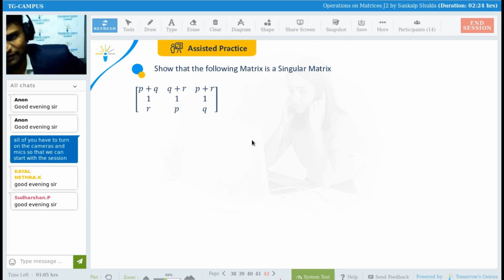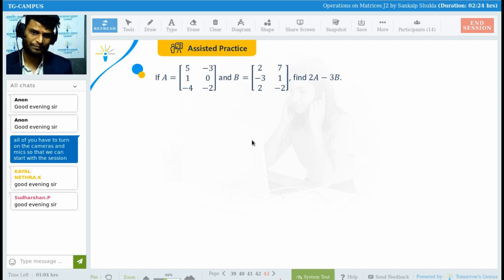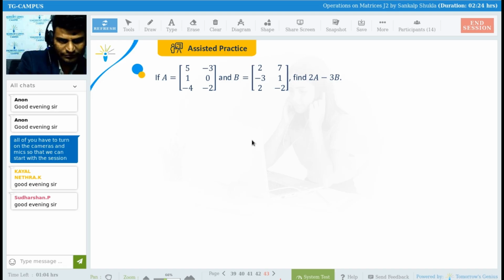Show that the following matrix is a singular matrix. Again, skip. Okay. Now this is a very easy basic question. A is this and B is this. You have to find 2A minus 3B. I am sure you are able to find 2A minus 3B. So how are we going to do that?